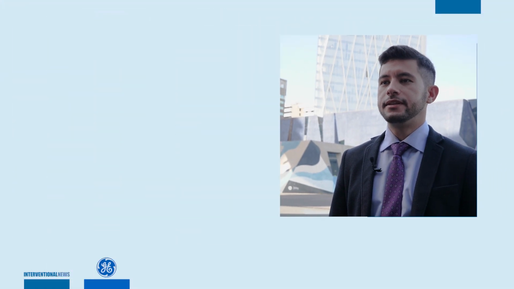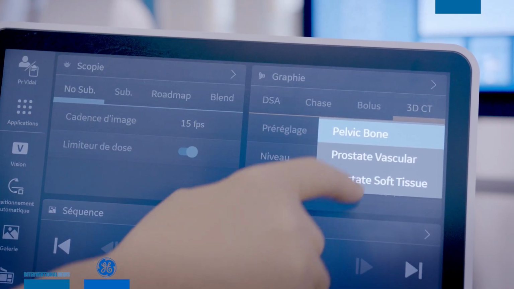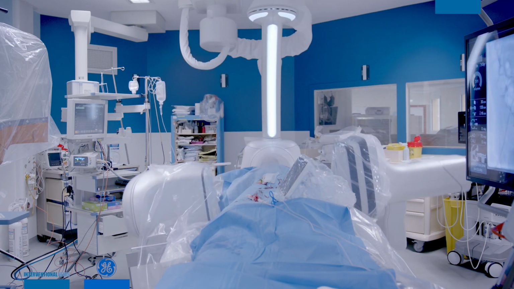Routine use of CBCT is key for a complete prostatic vascular anatomical understanding. With DSA only, you could miss 3 out of 4 secondary prostatic branches, which are an important cause of symptoms recurrence after PAE. So we recommend routine use of CBCT imaging with augmented planning and guidance software to improve PAE outcomes.